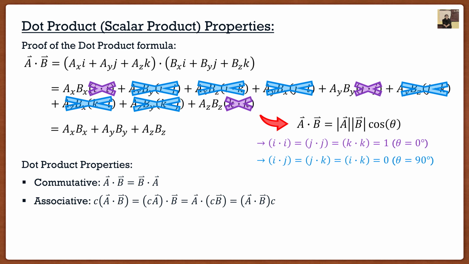The second one is associative. So if I take a scalar c and multiply it by a dot b, that's the same as multiplying a by c and then dotting with b, etc. And the final one is distributive. I don't know why I can't say these three words. I always struggle mightily. So if we have b plus c and then dot it with a, that's the same as going a dot b plus a dot c.